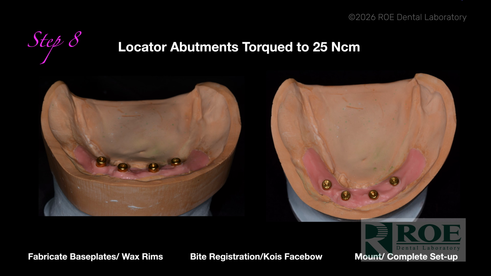On this model, we're going to fabricate base plates and wax rims. We're going to go to the mouth. We're going to take an upper face bow. We're going to do a bite registration at the proper vertical dimension. And then we're going to mount those models and complete a setup.